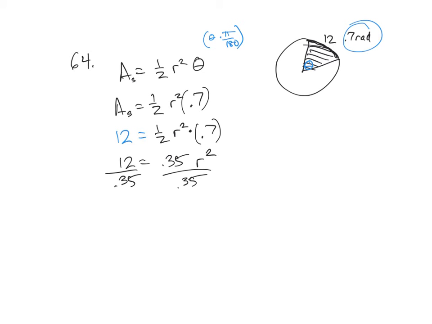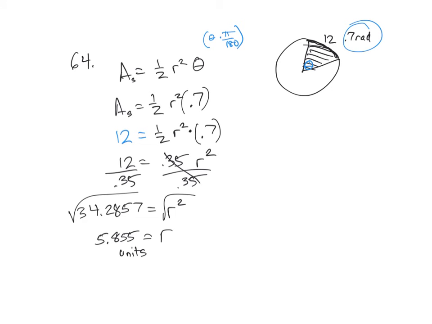Let me just check something real quick. And we get r squared is equal to 34.2857. And we take the square root at that point. And r, the radius, is going to be 5.8554. I'm not sure, it doesn't really say what to round it to, so we'll just leave it as that at the moment. And there are no units yet for this, so we'll just say units. Okay, so that's number 64, all right?